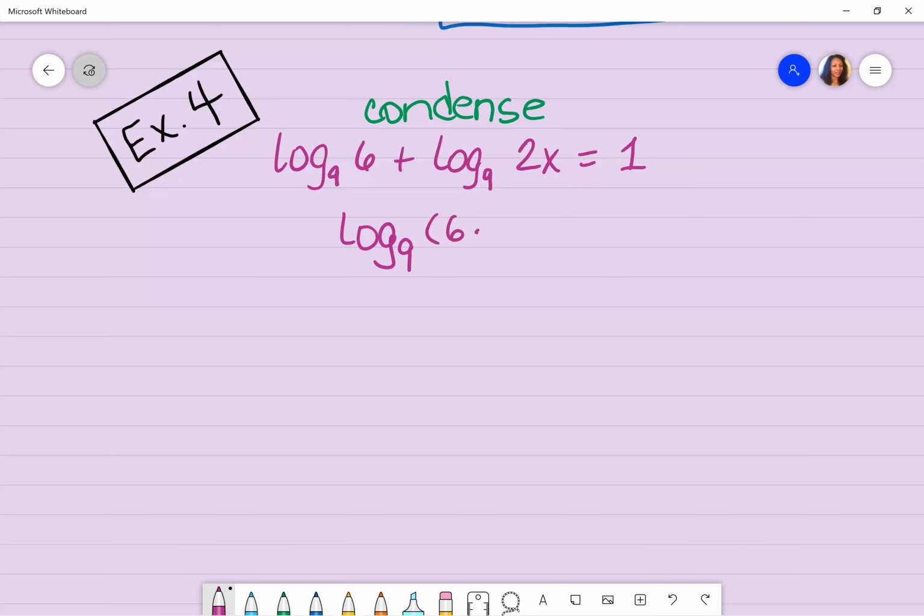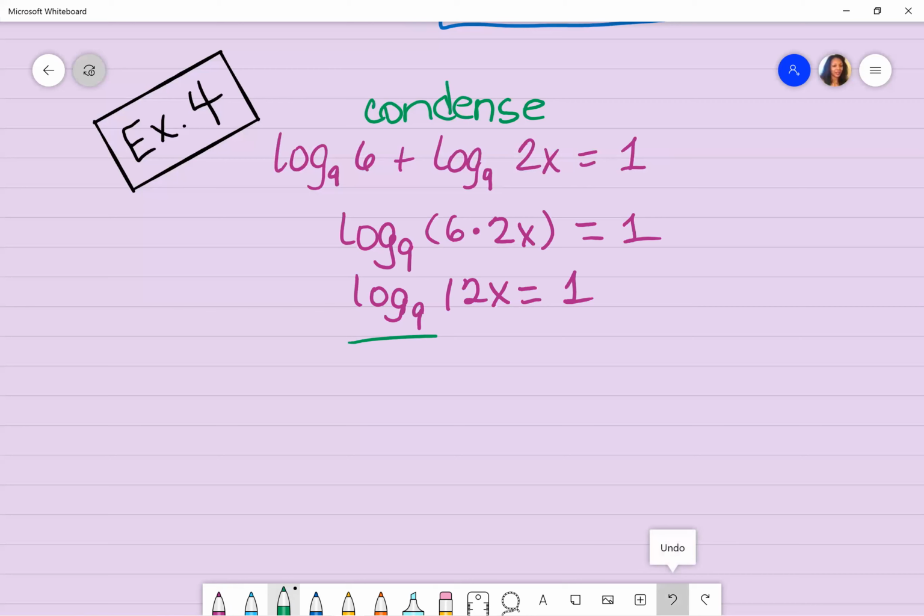So I'm going to have 6 times 2x is equal to 1. So this is really simplified. Log base 9 of 12x is equal to 1. And remember, I said once you have a log by itself, just one log on one side of the equation, that means it's going to go in exponential form. So I'm going to drop the word log. I'm going to bring down my base, and then I'm going to raise it to the power of 1, set it equal to 12x. Now I want to divide both sides by 12 because I'm trying to solve for x.